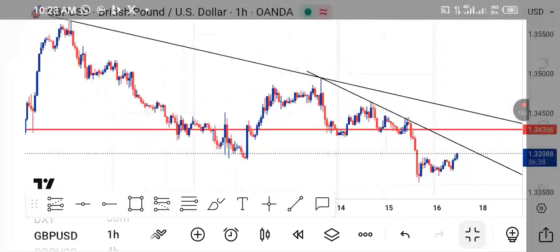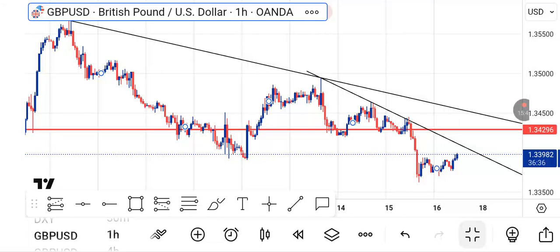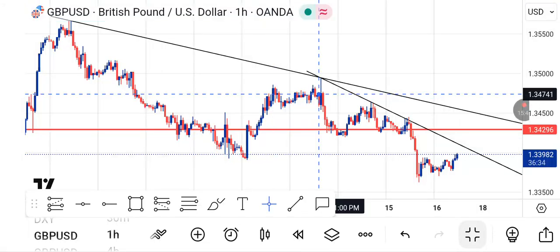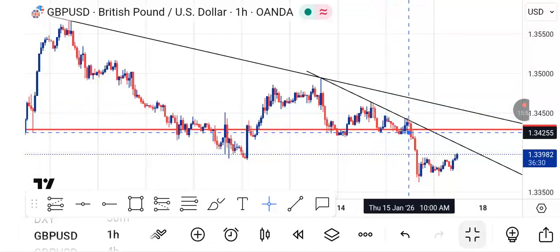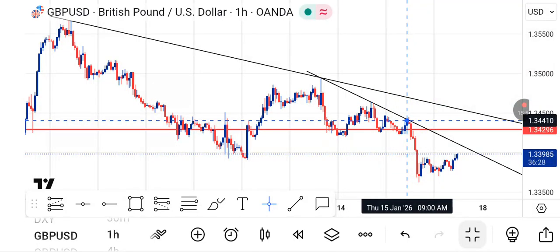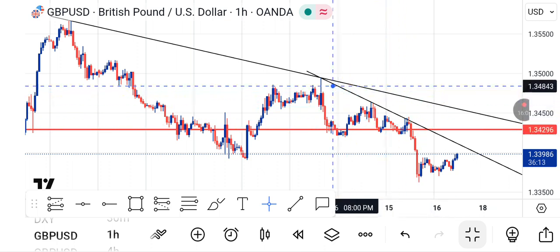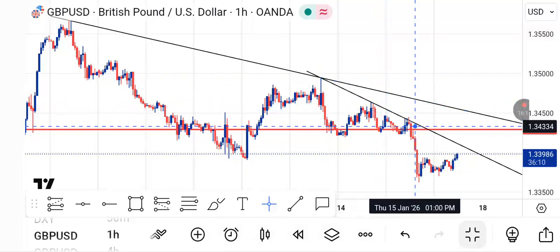So now you can see this is what happened. First, second, and it came back. Although I missed the opportunity because of the way the market is moving, I did not even go in to check what is happening because I just stayed away. So now this is what I'm looking at right now: the first, second, and the third.